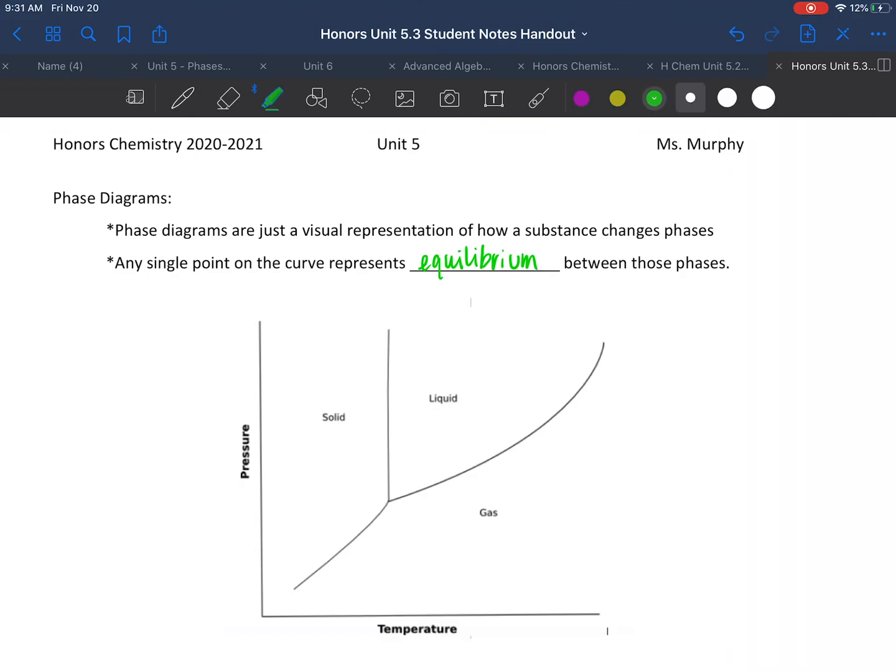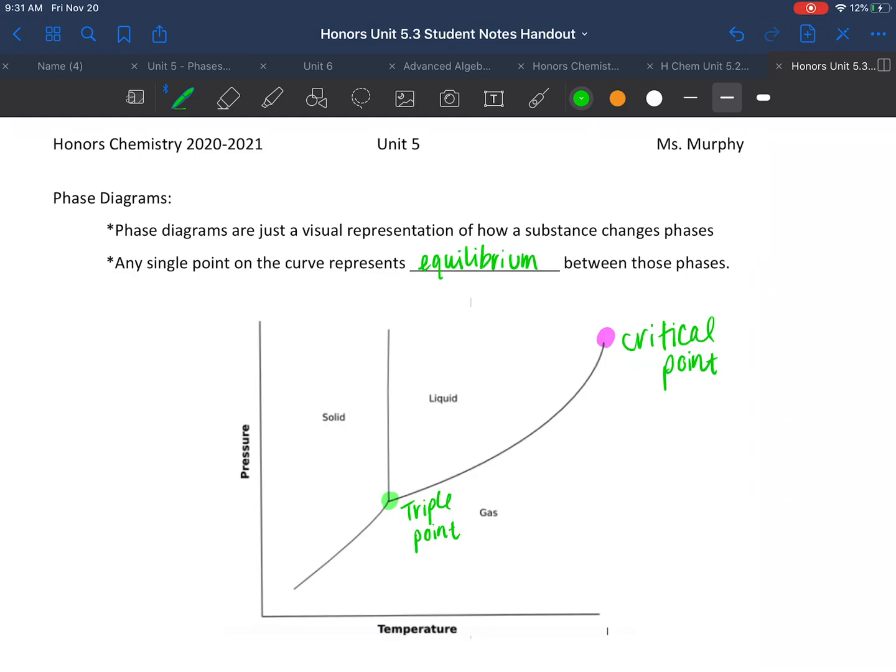If we label it, we have our triple point. That would be here. This is just the point where all three states of matter coexist. We have our critical point, and this is where, I'll write that here, it's just indistinguishable between liquid and gas states.